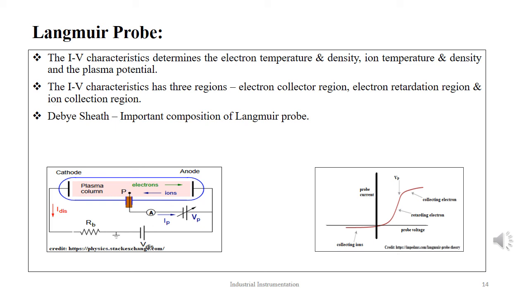One very important component of the Langmuir probe is the Debye sheath, which is a layer in the plasma with a greater density of positive ions and hence an overall excess positive charge that balances an opposite negative charge on the surface of the material with which it is in contact. The electron temperature, electron density, ion temperature, ion density, and plasma potential all can be derived from the IV characteristic curve.